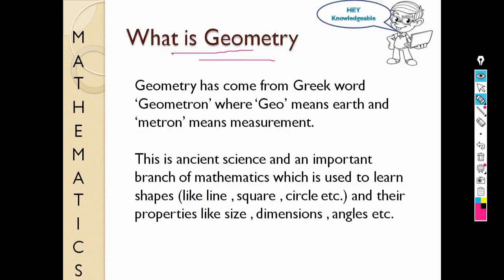Let's see what is geometry. Geometry has come from the Greek word geometron, where geo means earth and metron means measurement. This is an ancient science and an important branch of mathematics which is used to learn shapes like line, square, circle, etc. and their properties like size, dimension, angles, etc. In this session, we will learn some of the shapes and the rest of the shapes we will try to learn in upcoming sessions.